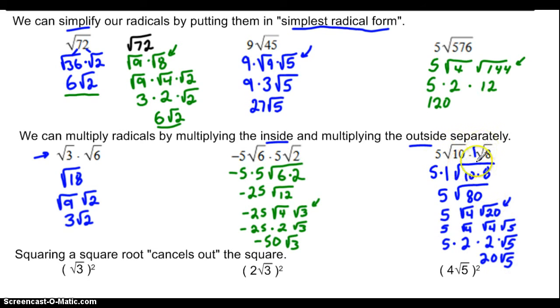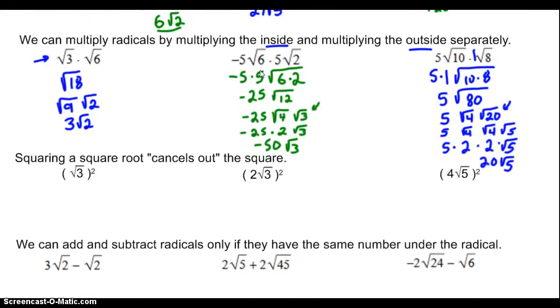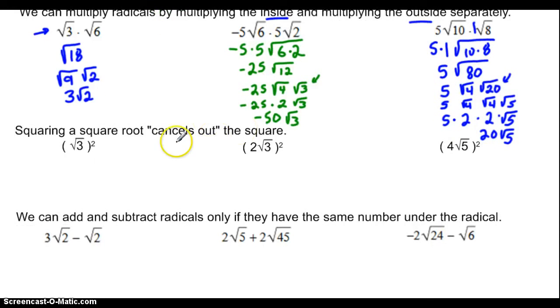So the simplified version of this is 20 square root 5. Now occasionally we're going to have to square a square root, as in these kinds of problems right here. Now I wrote that square root cancels out the square. But what do I mean by that? Well, let's take a look.